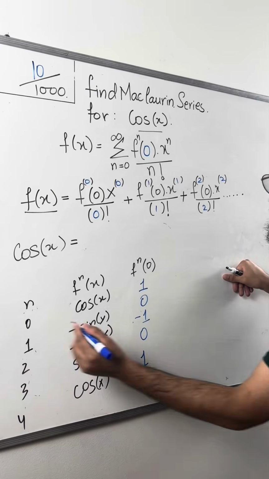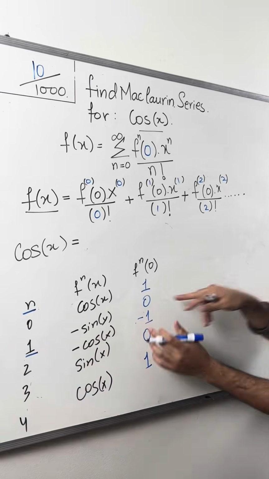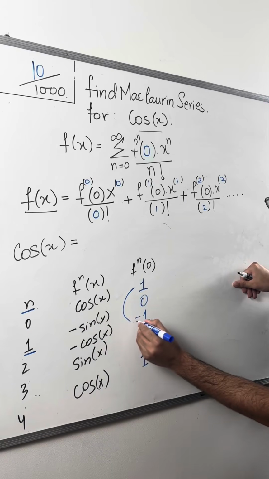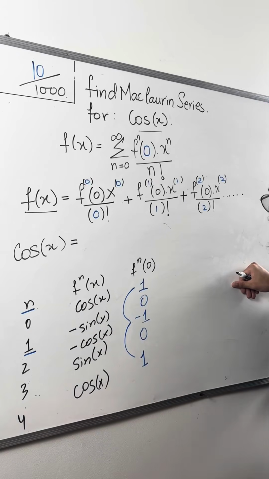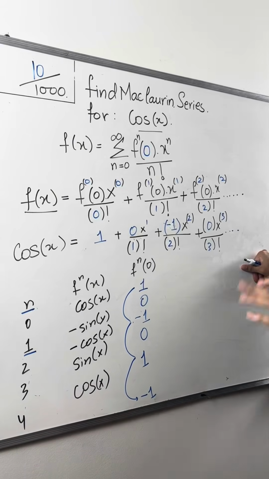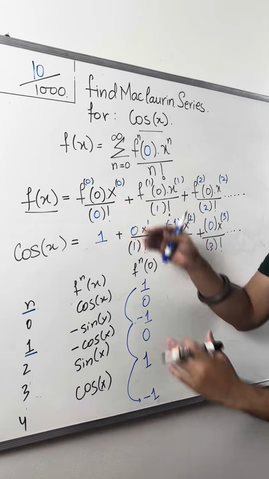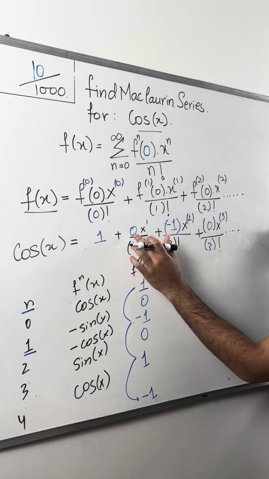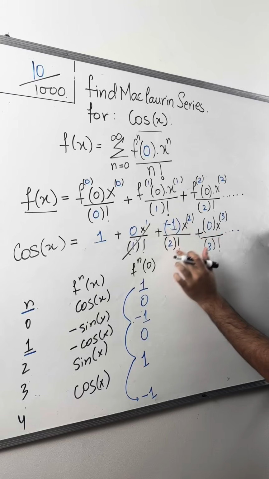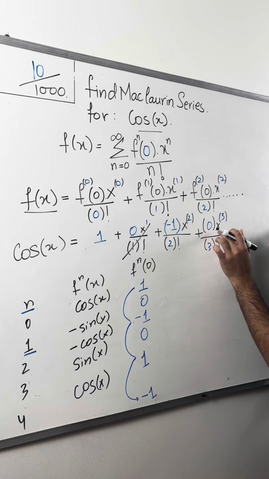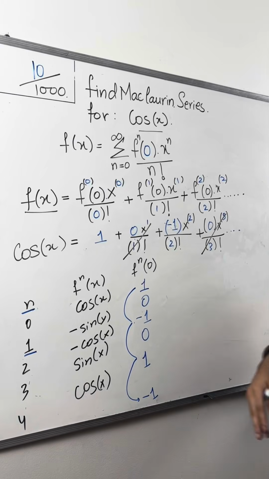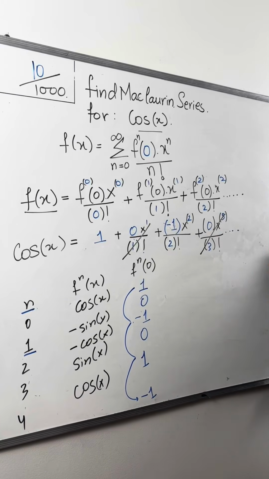This tells us that all the odd values for n are 0 and all the even values alternate in sign from 1, negative 1, to 1, and the next value, which is n equals 6, should have negative 1. So we plug these values back into the expanded form of the Maclaurin series. We get 1 plus 0 times x over 1 factorial, which is 0, plus negative 1 times x squared over 2 factorial, plus 0 times x to the power of 3 over 3 factorial, which is also 0. So all the odd terms are 0 and we only have the even terms.